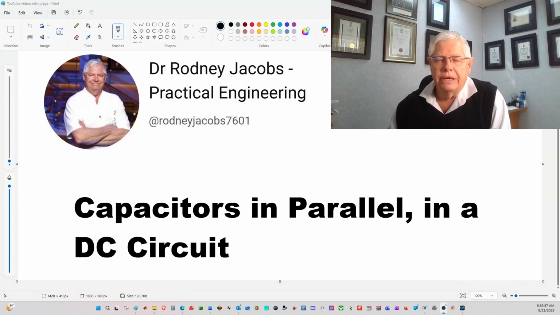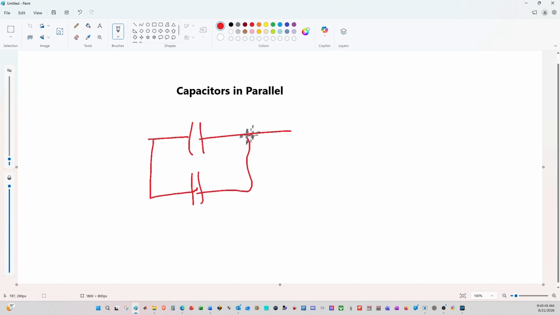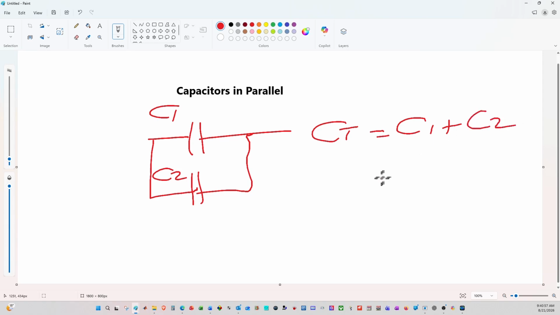With this video, I would like to deal with capacitors in parallel in a DC circuit. Capacitors in parallel are calculated the same as resistors in series. So if I was to have a capacitor in parallel with another capacitor, let's call that capacitor 1 and capacitor 2, the total capacitance is literally going to be capacitor 1 plus capacitor 2.